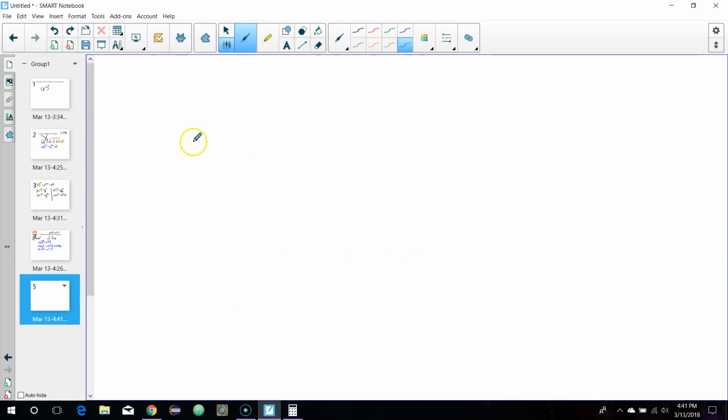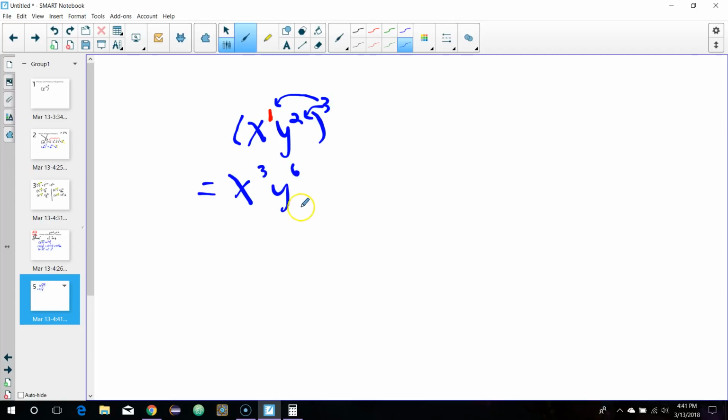I have a new page. So let's say we have something like this. x, y to the power of 2, and just put a 3 outside. I don't want anything crazy. And I'm going to distribute this 3. Just always remember there's a 1 sitting there. X to the power of 1 times 3, which is 3. Y to the power of 2 times 3 is going to be 6. Nothing else I can do. Answer.